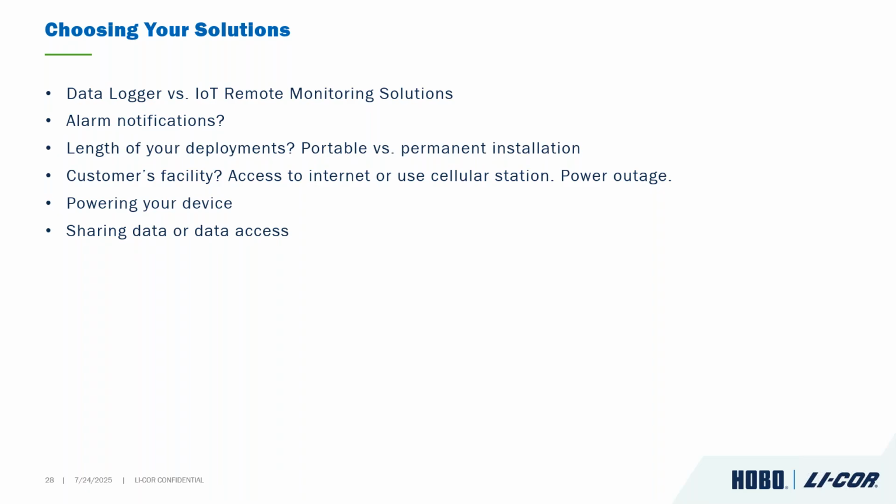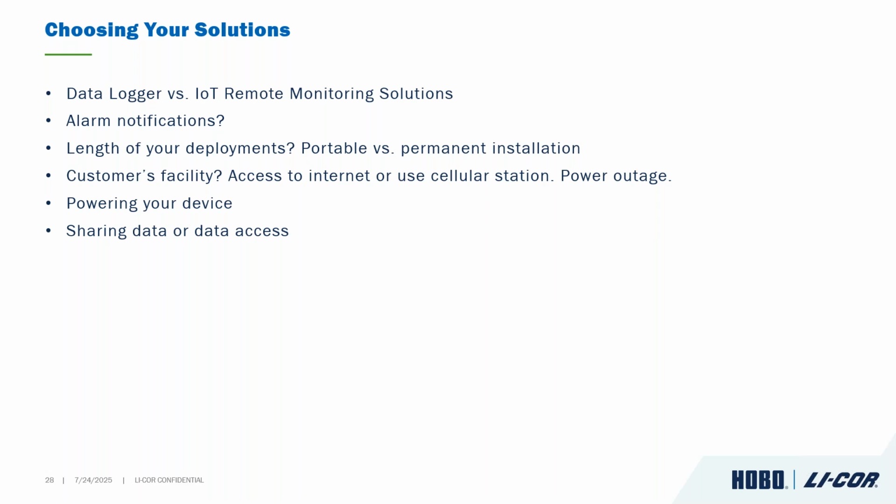You'll also need to consider the length of your deployments. Is this going to be long-term or short-term? Is this something that needs to be portable and moved around, or a permanent installation? Something like an MX1101 can be easily moved around. That's the temp and relative humidity logger. It can be changed as needed. Whereas some of our HoboNet and remote monitoring stations might be a little more permanent for a long-term factory installation.